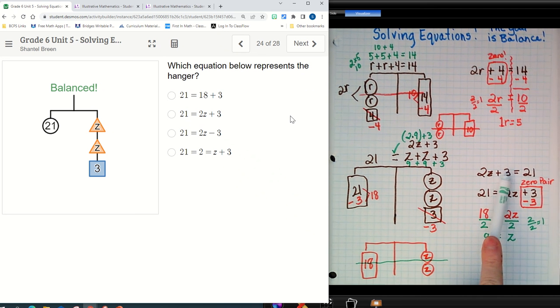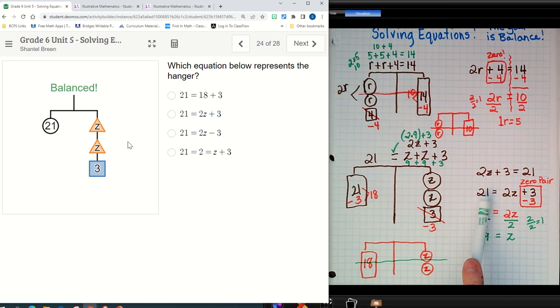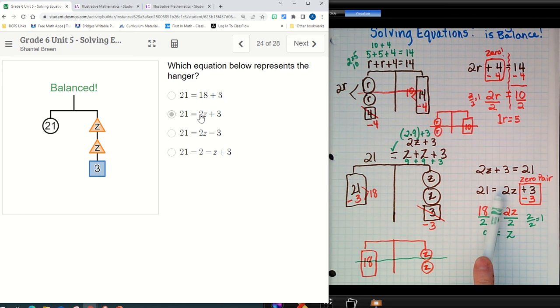And next is I'm looking for my equation. 2z's plus 3 is 21. Oh, and they start with the 21, right? Because that's what the picture shows. So let's start with 21 equals 2z plus 3.